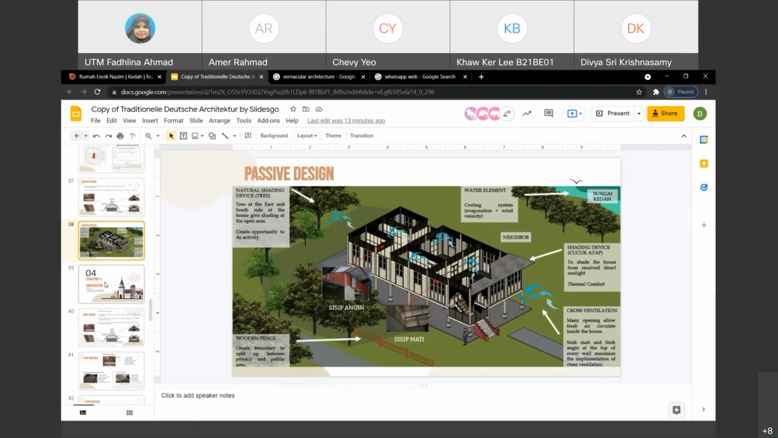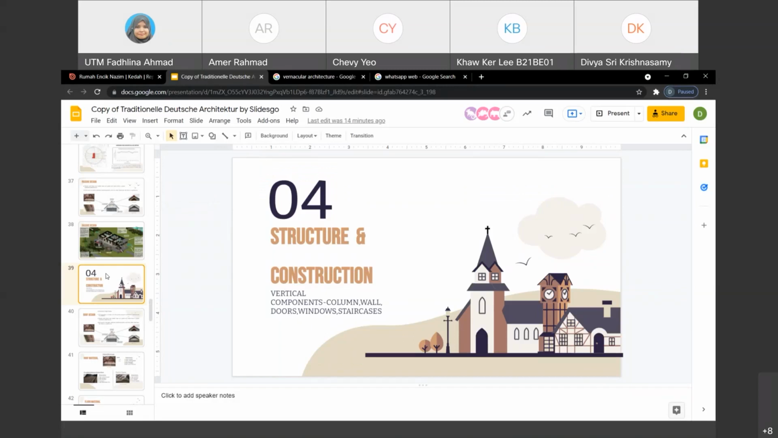And the wooden fence creates a boundary to split privacy and public areas, because beside this house is a secondary road. So to create a boundary, there are trees and this fence. So the next one. Here we cover structure and construction.